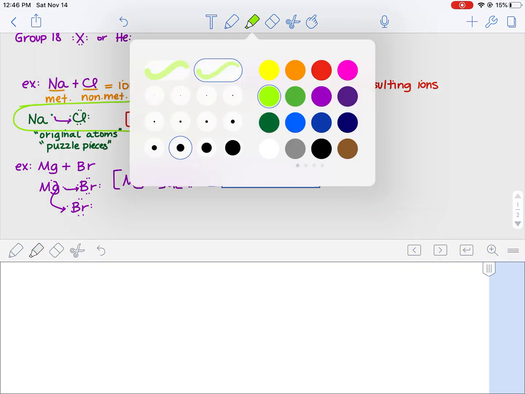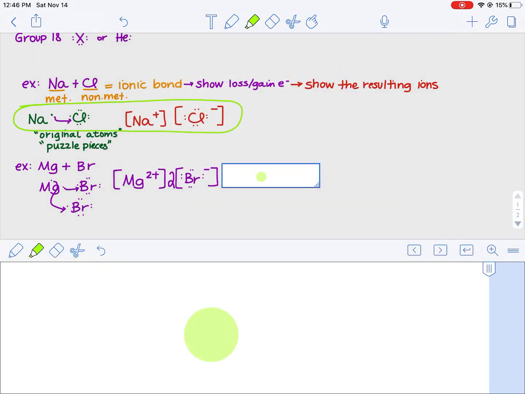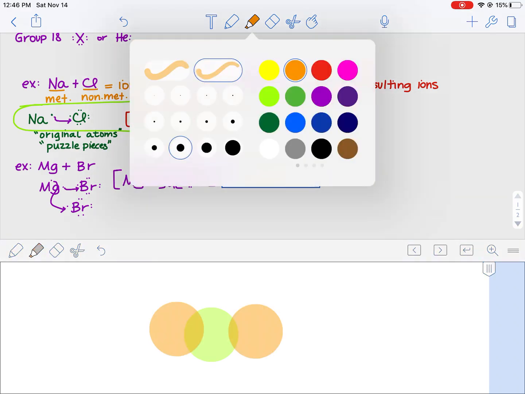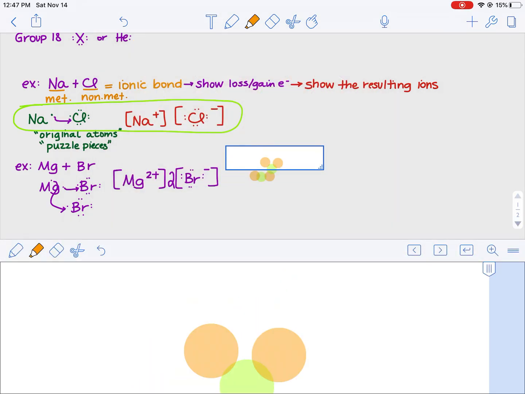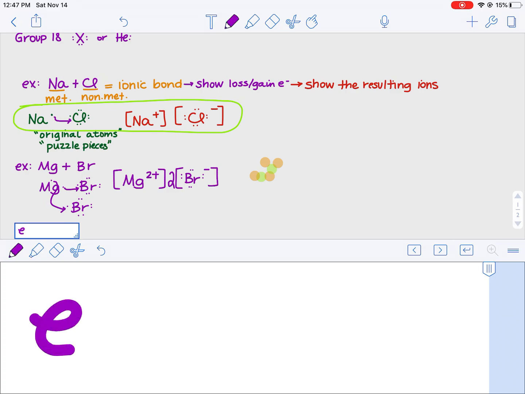And ultimately what that means is that for every 1 magnesium, we'll have 2 bromines that are attracted to it. Remember those crystal lattices we were looking at yesterday? So it's this conglomerate where your ratio is going to be 1 magnesium for every 2 bromines, but they're still going to all be attracted to each other in this crystal lattice formation.